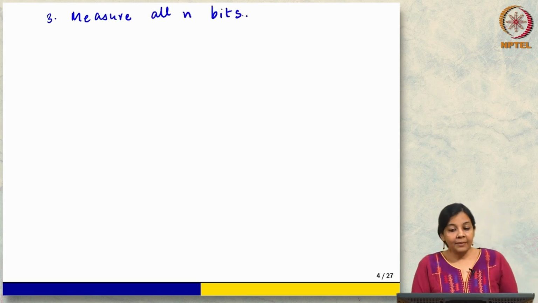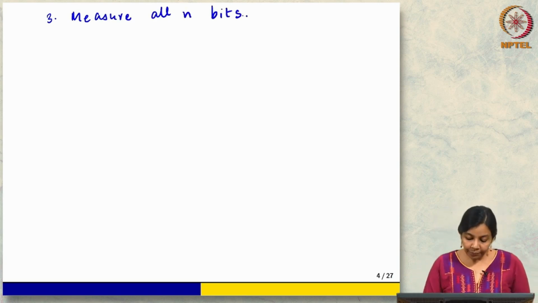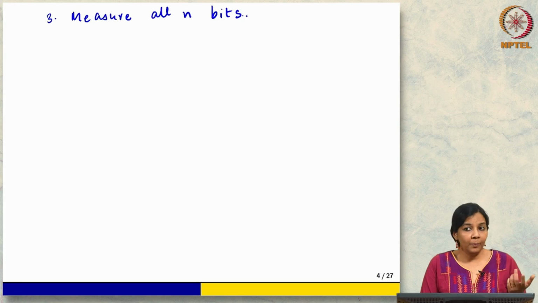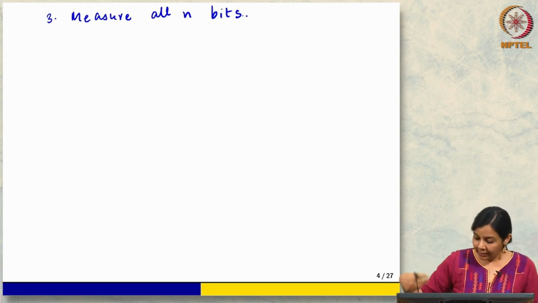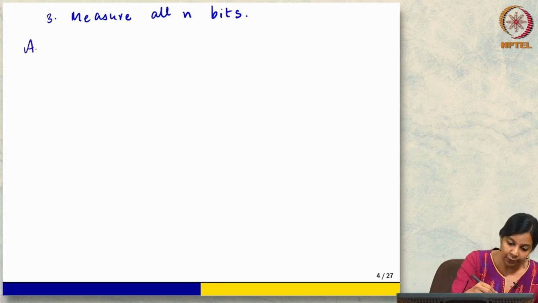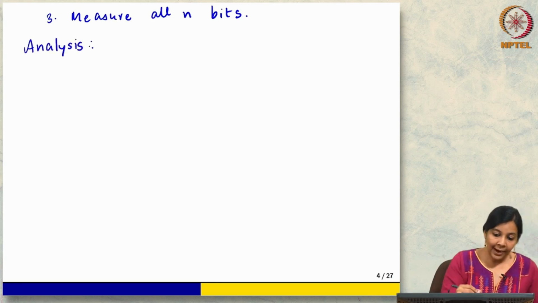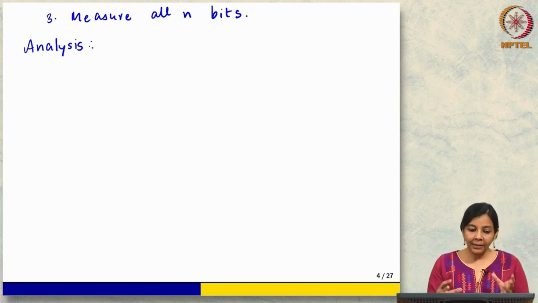And the claim is that, with constant probability, I will find the point that I am looking for when I do this measurement. This is the claim. So, this is a strong claim, and actually it needs a very careful proof. So, we will look at the analysis. There are many things to look at.